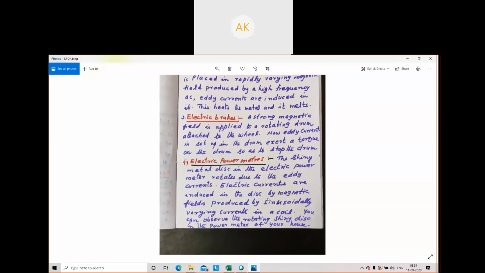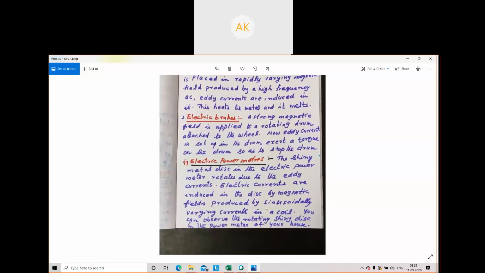Eddy current is induced in the disc by what? For inducing eddy current, there should be a changing magnetic field. So, here when current changes, the magnetic field changes. Both are sinusoidal. That means current changes, magnetic field changes. So, EMF will be induced like that. When current is passed through a coil, what happens? A magnetic field will be produced. And when magnetic flux is changing with time, what happens? EMF will be induced. So, that is the sinusoidal variation. One changes, the other is also changing.